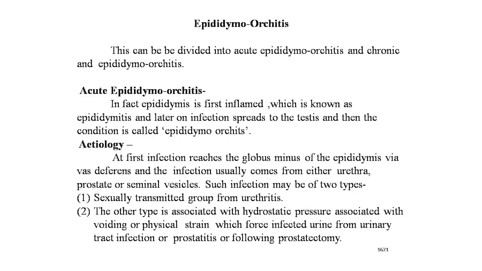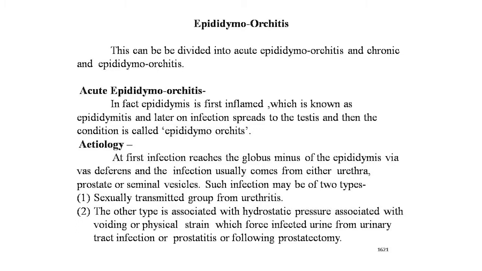Now Epididymo-orchitis. This can be divided into acute epididymo-orchitis and chronic epididymo-orchitis. First we will see the acute epididymo-orchitis. In fact, the epididymis is the first inflammation which is known as epididymitis, and later on infection spreads to the testes, and then the condition is called epididymo-orchitis. Means start with the epididymis and up to the testes.